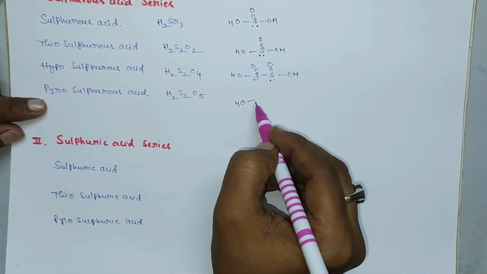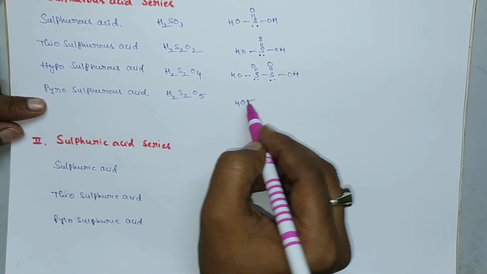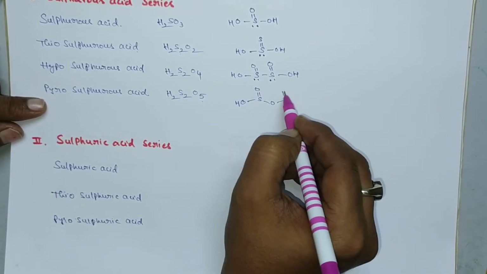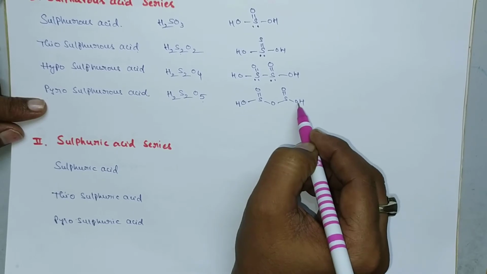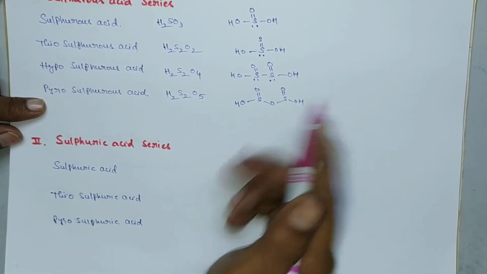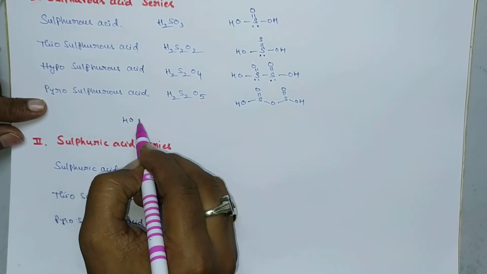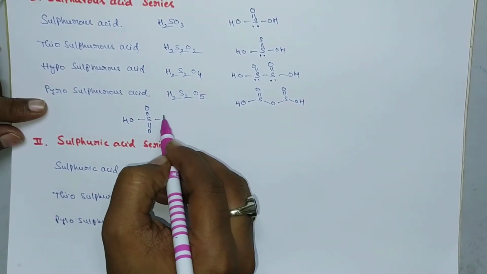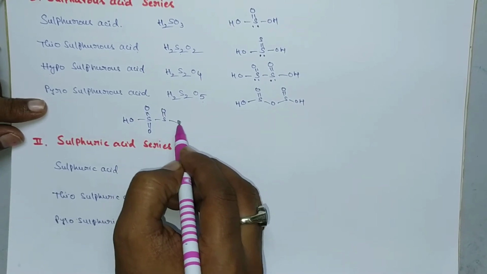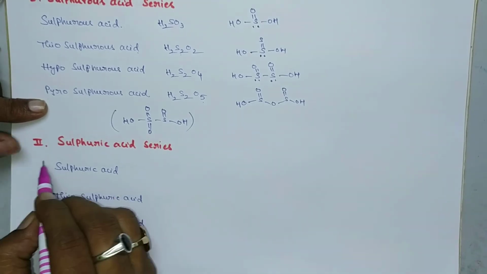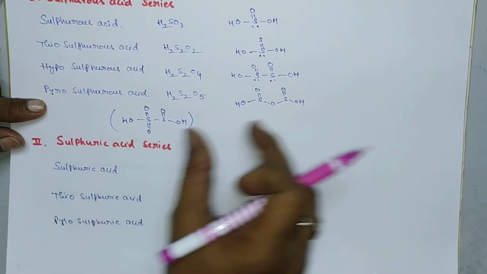And pyrosulfurous acid means OH... Pyro means it should consist of an S-O-S linkage. Pyro compounds always consist of an S-O-S linkage. So here it can also be written like this: OH, S double bond O, S double bond O, and OH. So it can also be written like this. Here the oxidation states will be changed.